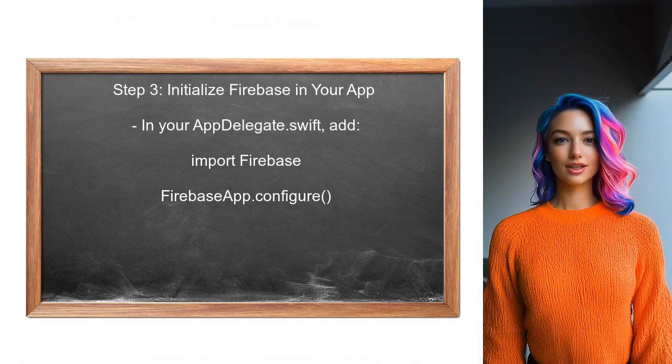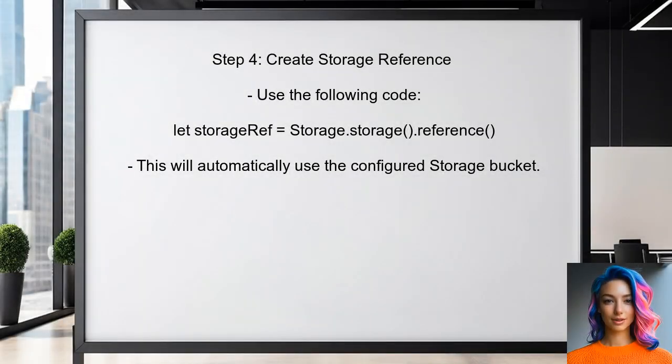After confirming the configuration, the user should initialize Firebase in their app. This is crucial for setting up the storage reference correctly. Finally, the user can create the storage reference again. This time, they should use the reference method without specifying the URL, which will use the configured bucket.